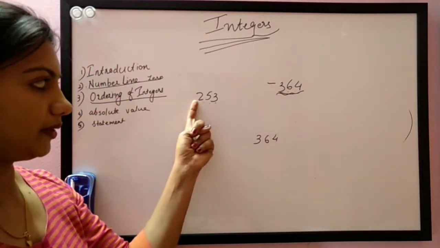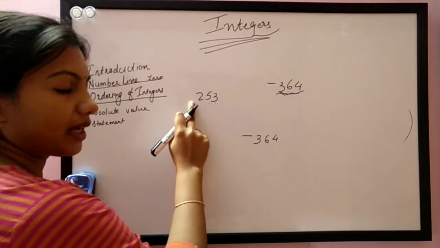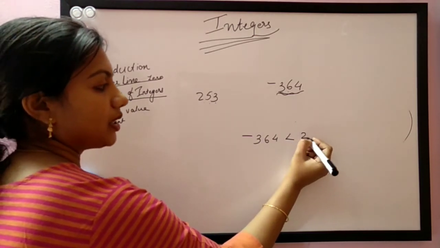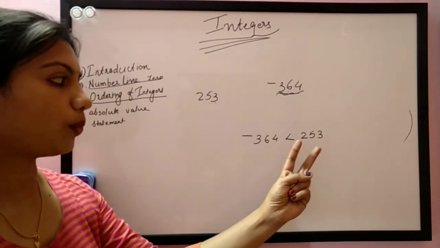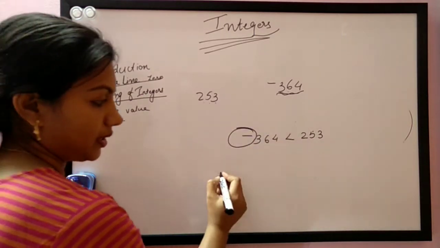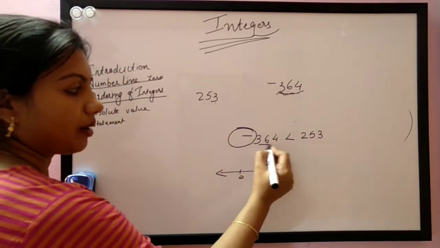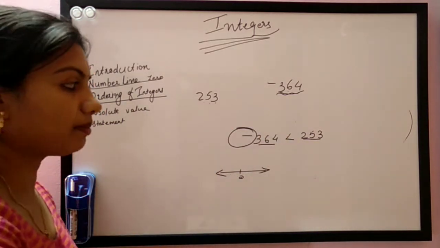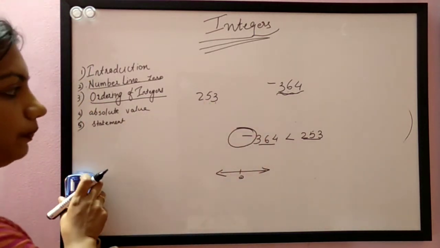Now, look at the sign. If the sign is negative and the other sign is positive, you have to know this negative number is less than your positive number. That is how we find out which is less and which is greater. If it is smaller numbers, you can easily remember on the number line. If it's a bigger number, just look at the number first, identify which is bigger and which is less. Then look at the negative or the positive symbol. I hope you understand the ordering of numbers now.